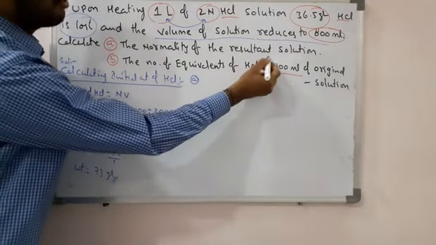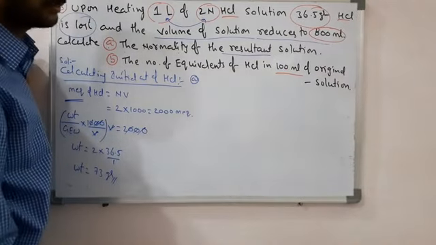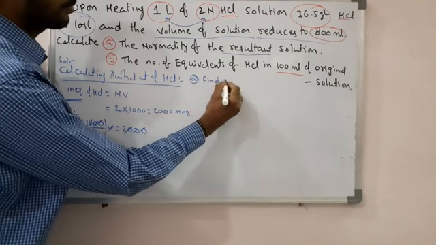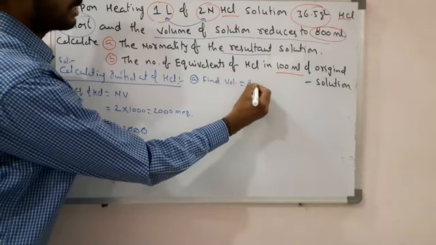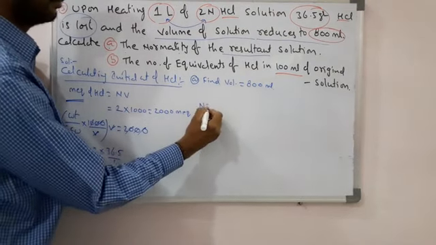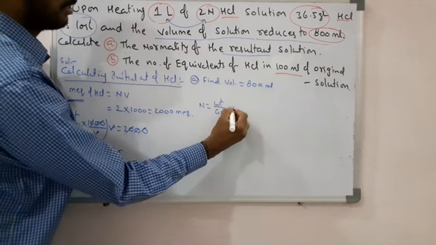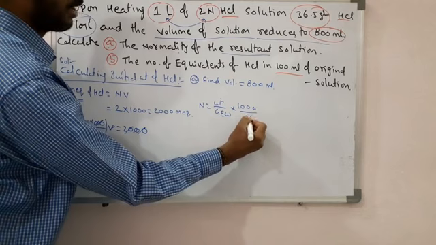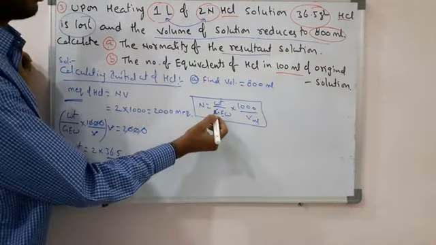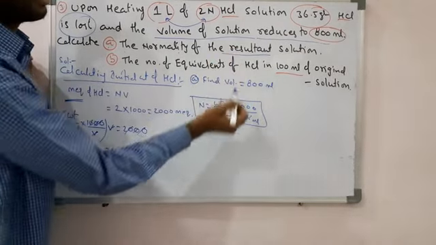Now we did the two calculations separately. The final volume of the resultant solution is 800 milliliter. But to find the normality, we must know the final weight. We know normality is gram equivalent weight into 1000 by volume in milliliter. This is the formula for normality. But we must know the weight. We know the volume is given as 800 milliliter in the final solution.